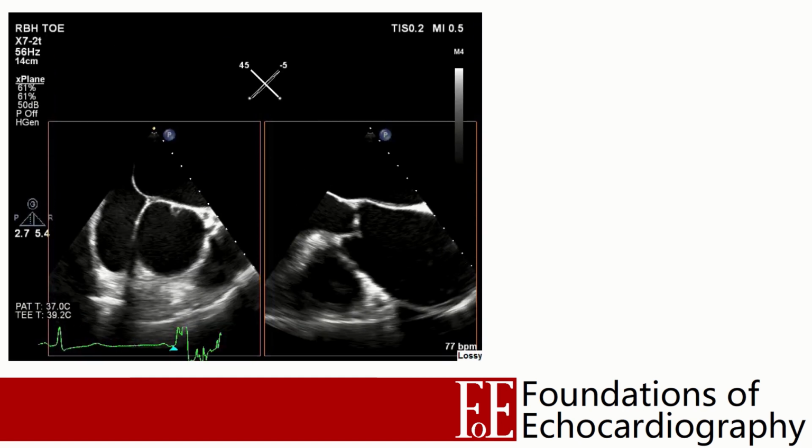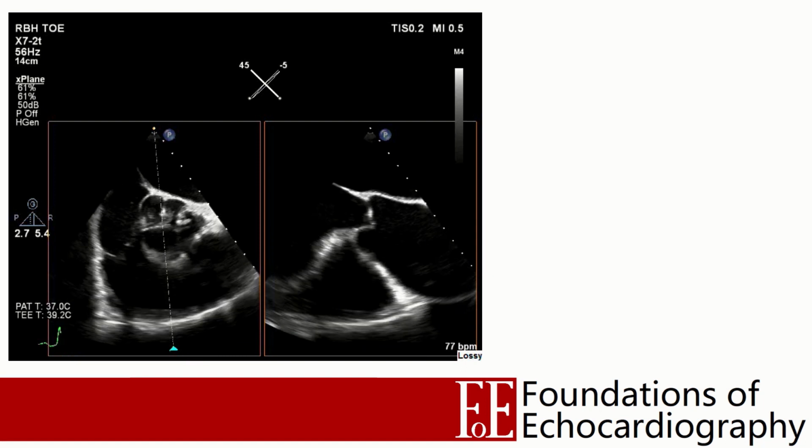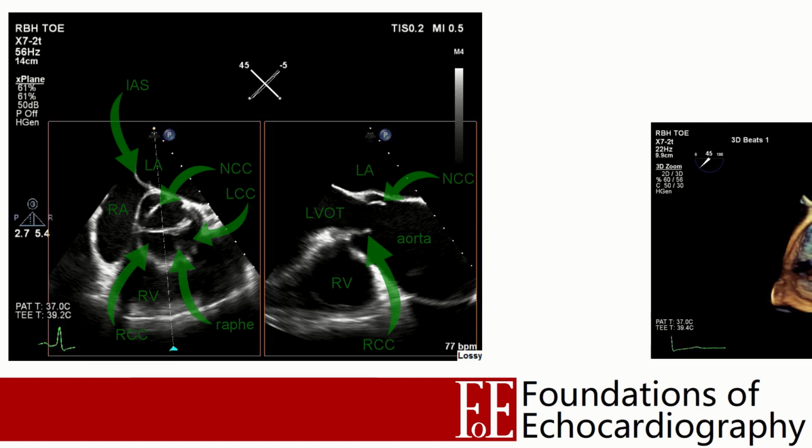This next clip is from an intraoperative TOE, demonstrating a bicuspid aortic valve. Here we have 2 sets of images, set 90 degrees apart, which are analogous to the parasternal short axis and parasternal long axis views that we obtained during TTE. Here in the left-hand image, the short axis of the valve, we can see fusion between the left and right coronary cusps with a raphe running between these.